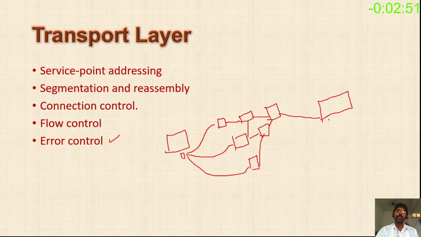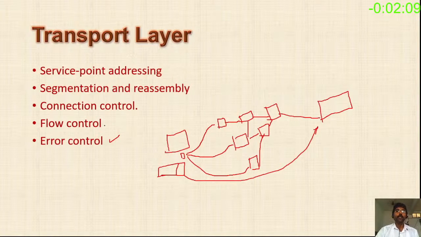Here, it will add some error checking code to these data packets. That is called CRC. Some of the error checking codes are added to the header. Whenever the packet is received by the destination, it will check this header and identify whether the packet is damaged or not. That is called error control. If the packet is damaged, the destination gives a negative acknowledgement to the source, and the source has to retransmit it. That is the job of the transport layer.